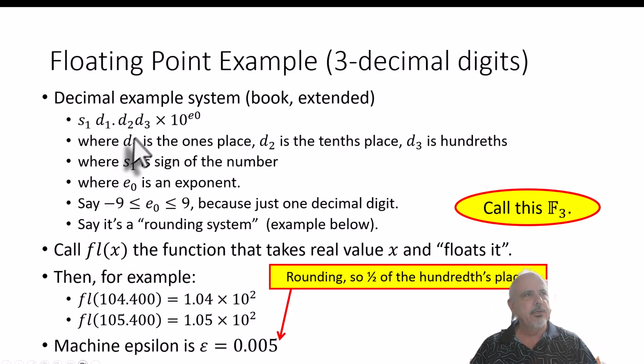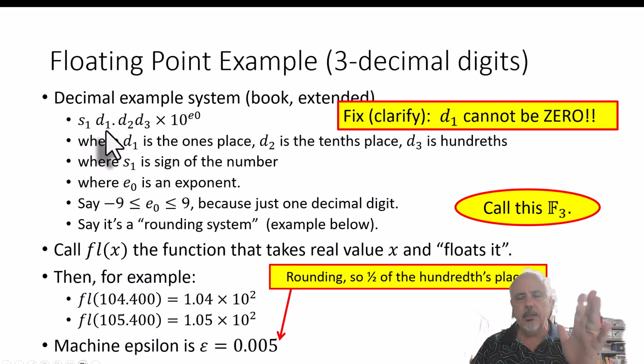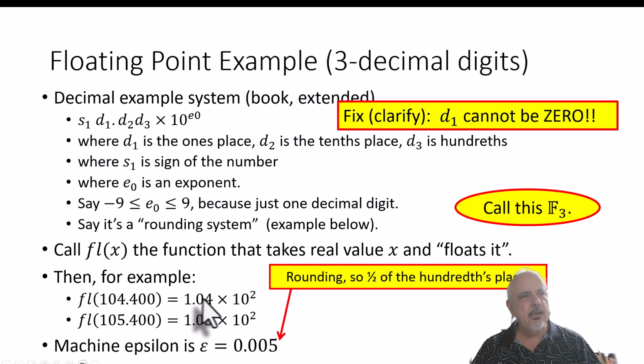In there, you're just adding another D3. It's kind of like D2. It could be 0 to 9, but D1 can't be 0, it's 1 through 9. So similar kind of thing, and then rounding happens the same kind of way. And then the machine epsilon is half of the hundredths place. We call that F3.